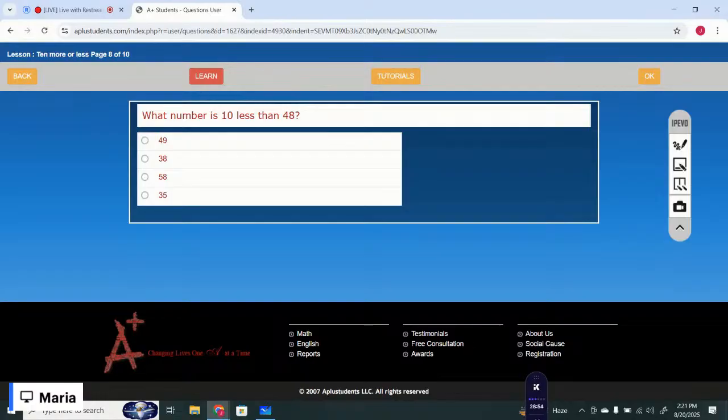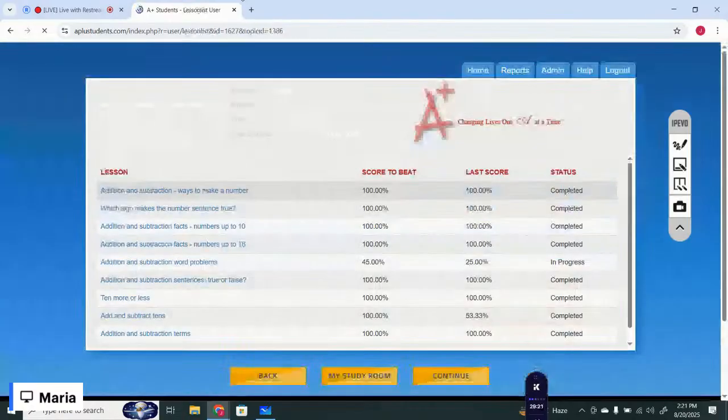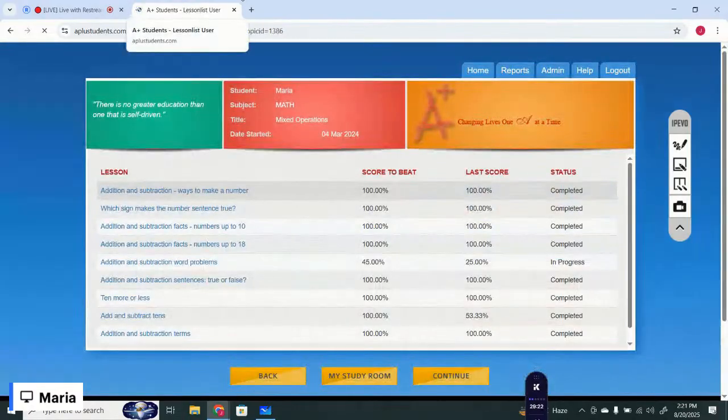What number is 10 less than 48? So 10 less than 48 means you need to subtract the 1 out of the tens digit. That is 38. Option number 2 is the correct option. Okay, you can complete the lesson by yourself later today. Let me just move on to the next lesson.